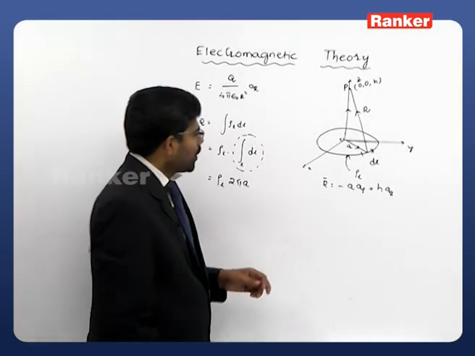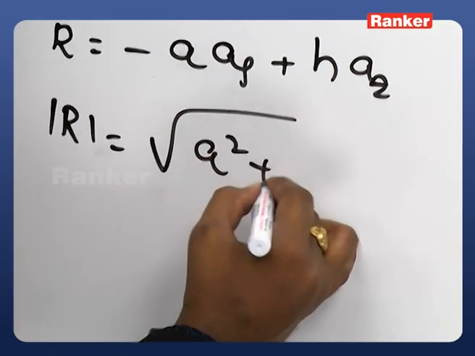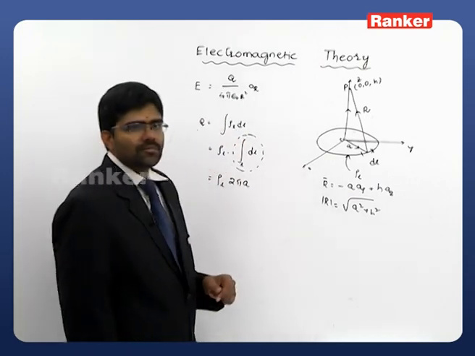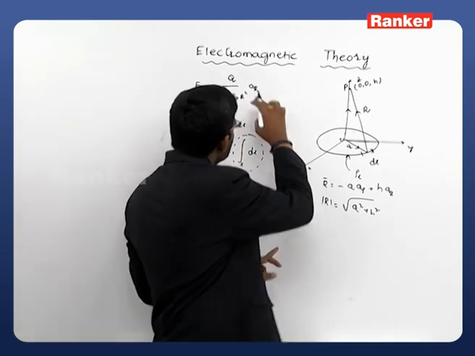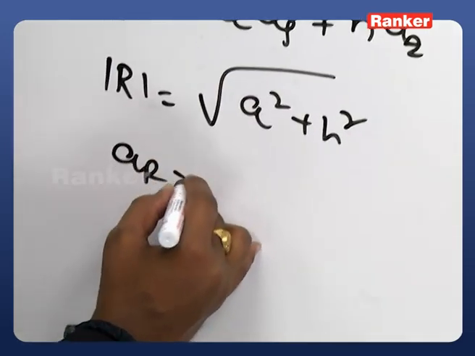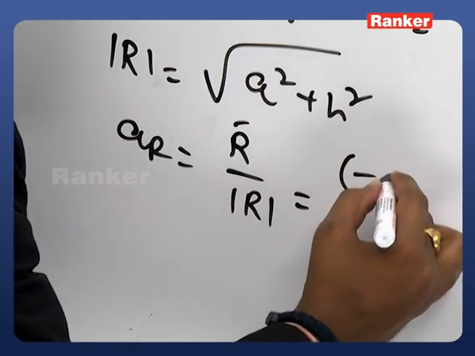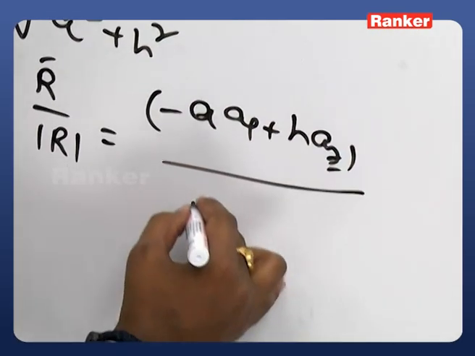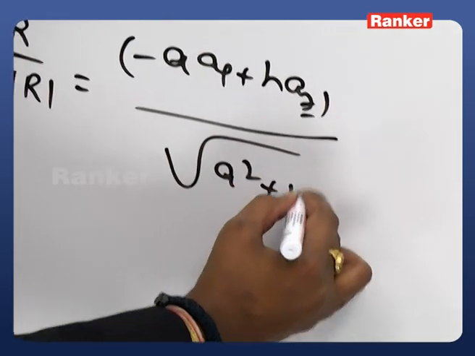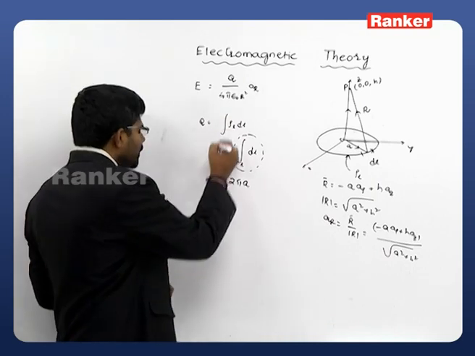That is what we have. Now what is the magnitude of this R? R is equal to under root A square plus H square. Nothing more than that, just substitute here. And the unit vector a_R is equal to R by magnitude of R, which is equal to minus A a_rho plus H a_z divided by under root of A square plus H square. Just substitute these values here along with this Q.